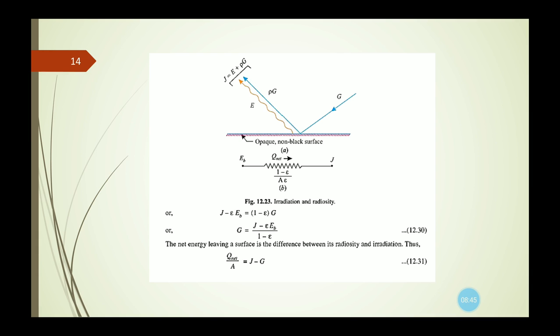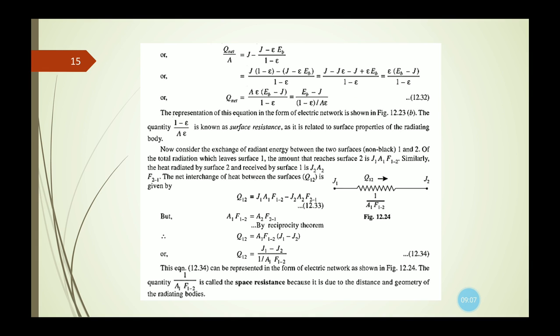Now this quantity, 1 minus epsilon divided by A epsilon, is actually known as the surface resistance. So this formula for the surface resistance we need to remember. This surface resistance is related to the surface properties of a radiating body. So this is the concept of the surface resistance.